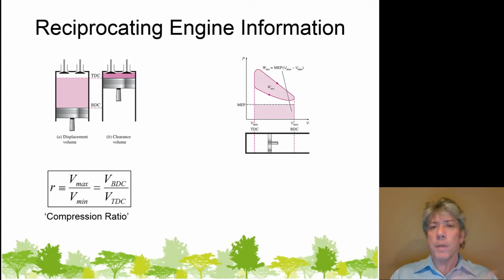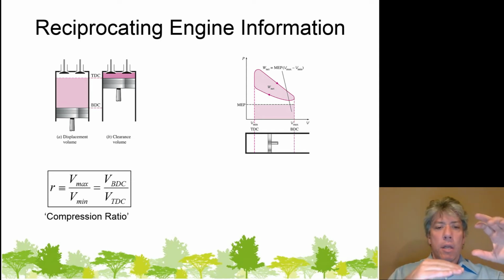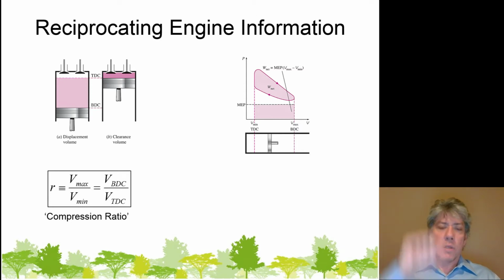You may have heard the term the compression ratio. All that really is the maximum volume when the piston's all the way down at bottom dead center, divided by the minimum volume that the cylinder experiences when the piston is all the way at top dead center. So it's just Vmax over Vmin, and it's the volume at bottom dead center over the volume at top dead center. And this is what's called the compression ratio. It's just defined that way, and it's given the symbol R.